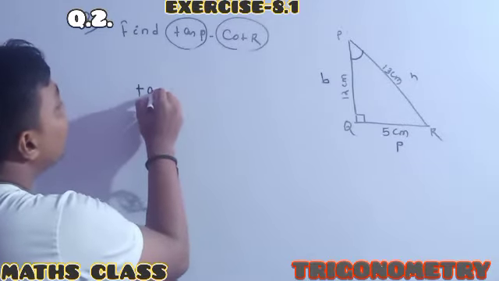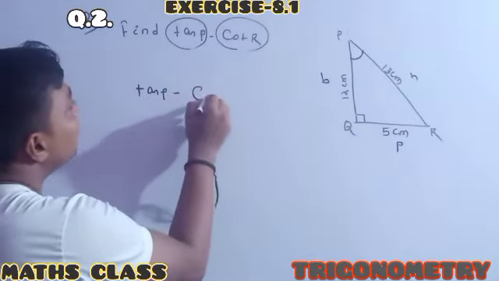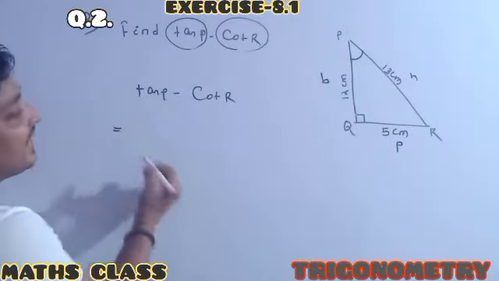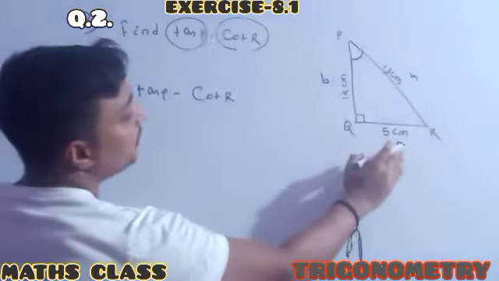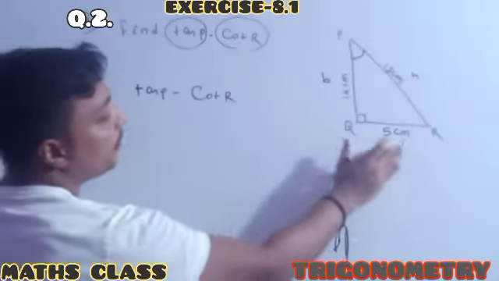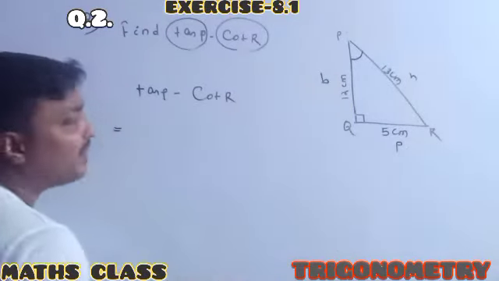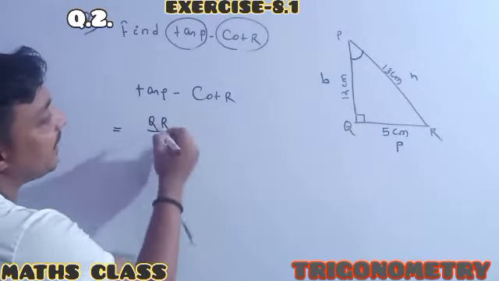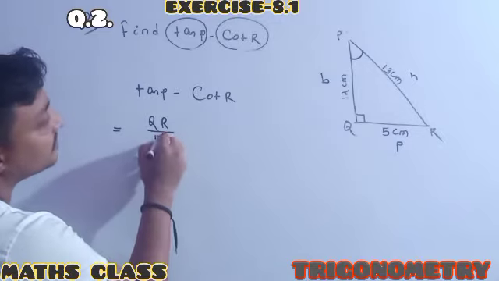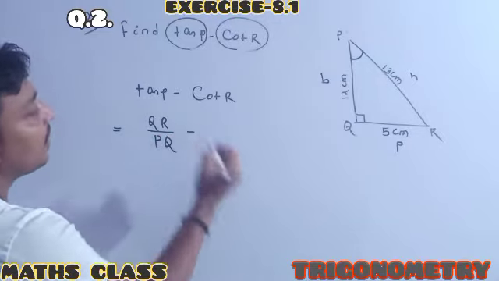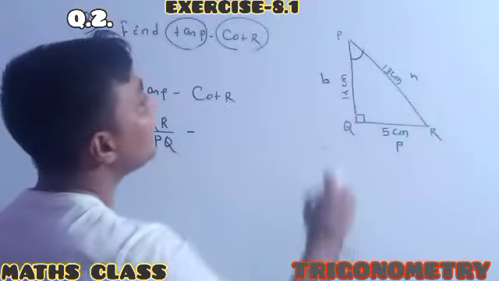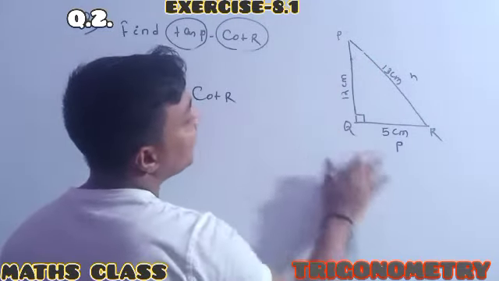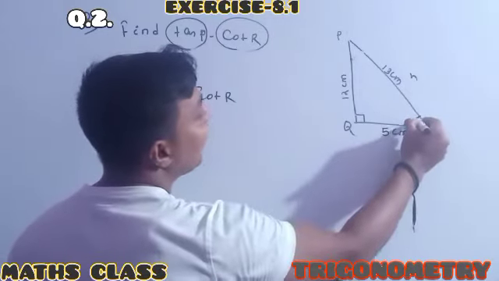So the first one is tan P minus cot R, which implies tan P means P by B, otherwise opposite side divided by adjacent side. So here it is QR divided by PQ, minus cot R.